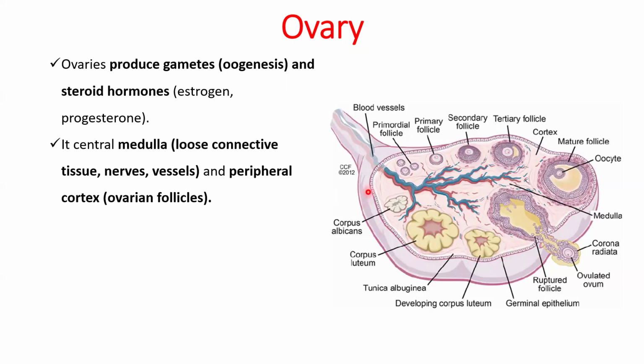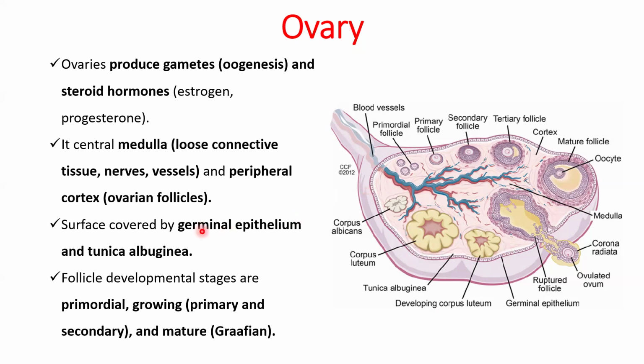of the ovary. Yes, so the surface is lined by germinal epithelium. This germinal epithelium is simple cuboidal epithelium. And then it also has a tunica albuginea. So this is the tunica albuginea, the one that looks whitish. And then on the outside, you have the germinal epithelium.